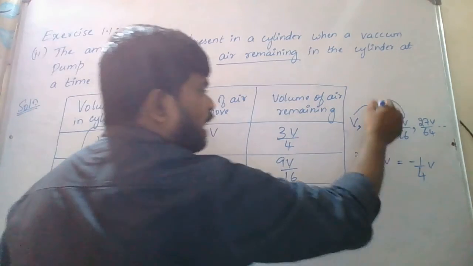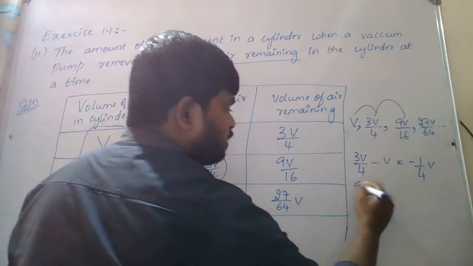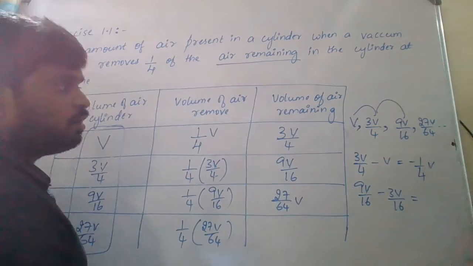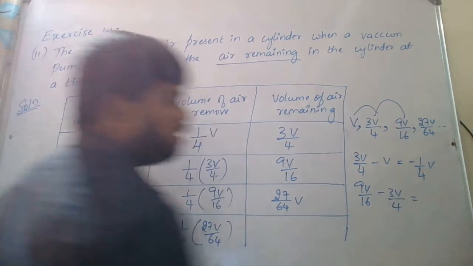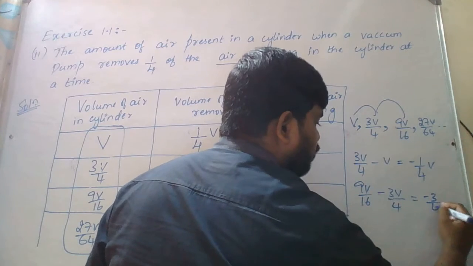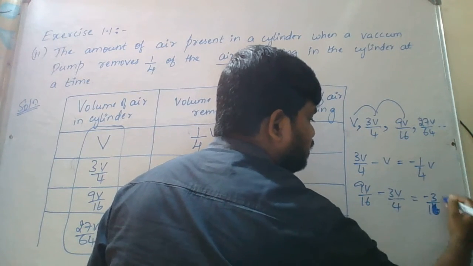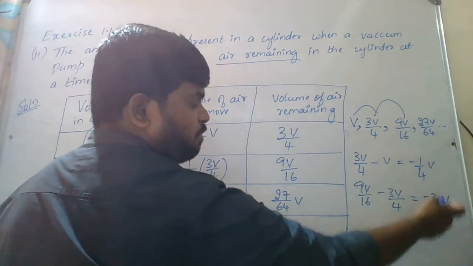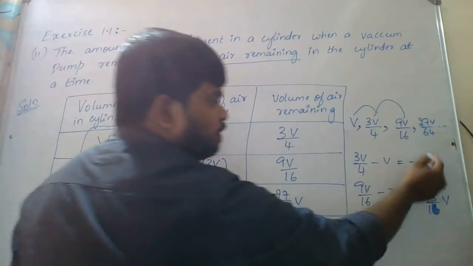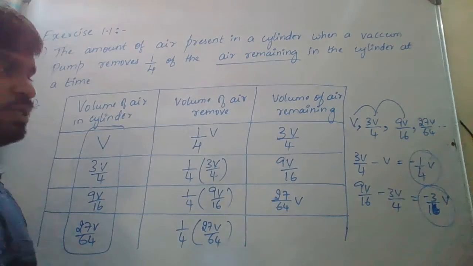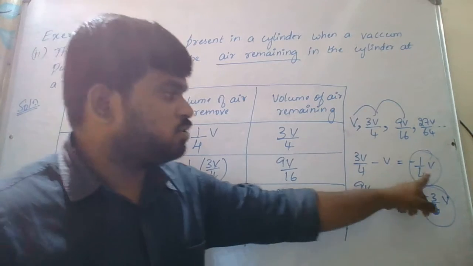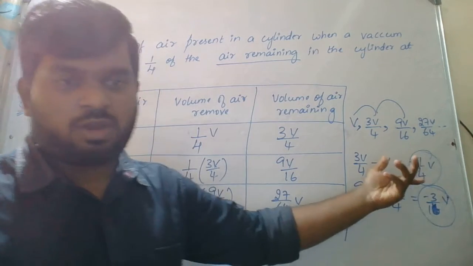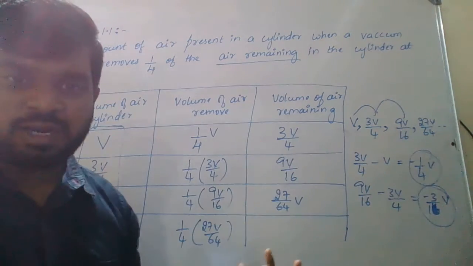Let's do this. 9V by 16 minus 3V by 4. I'm sorry. You get minus 3 by 16 V. The LCM is 16, so I have to multiply by 4. If you observe, the d value, you're not getting it same, isn't it? So I subtracted these two things, I got so much. But when I subtracted these two things, I got this. Are these two same? No, they are not same. Therefore, this situation is not an AP.